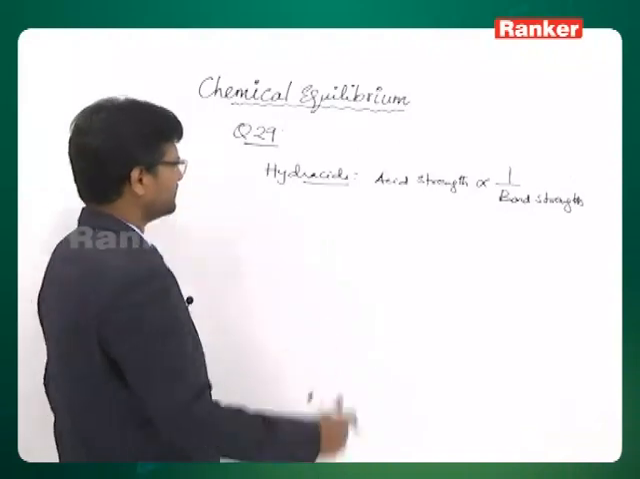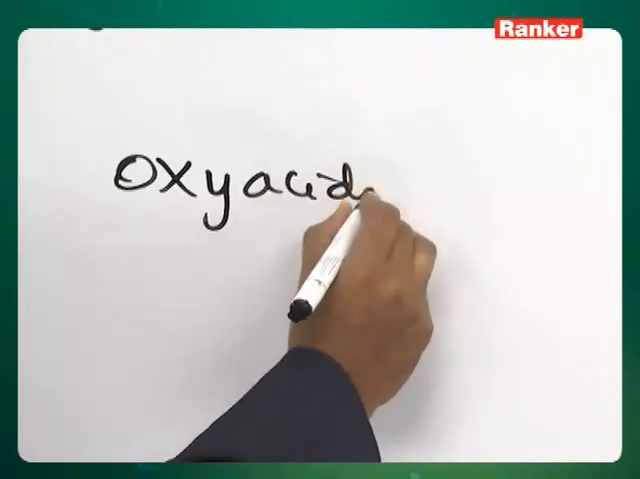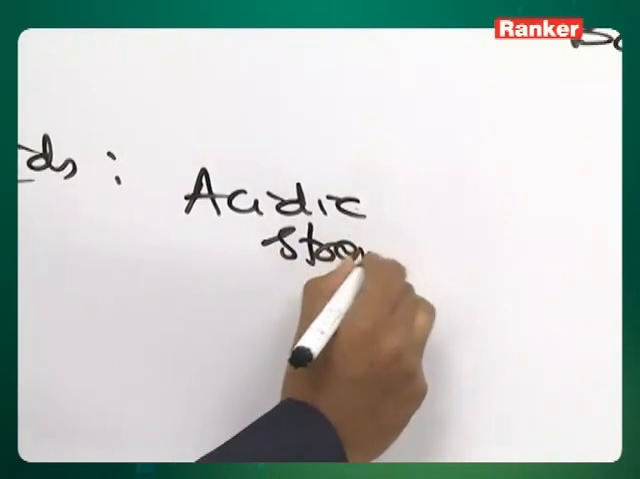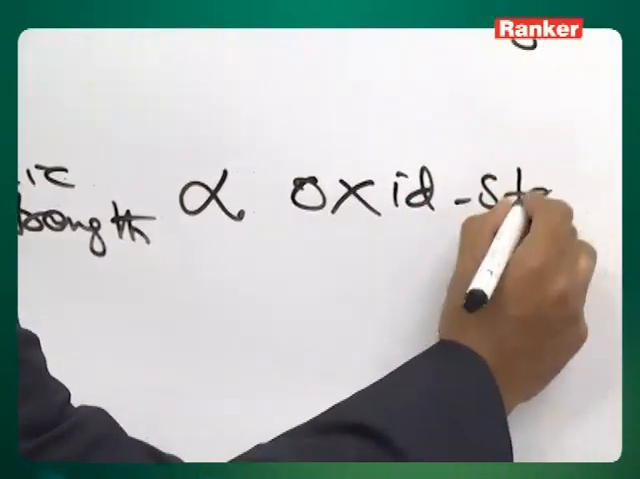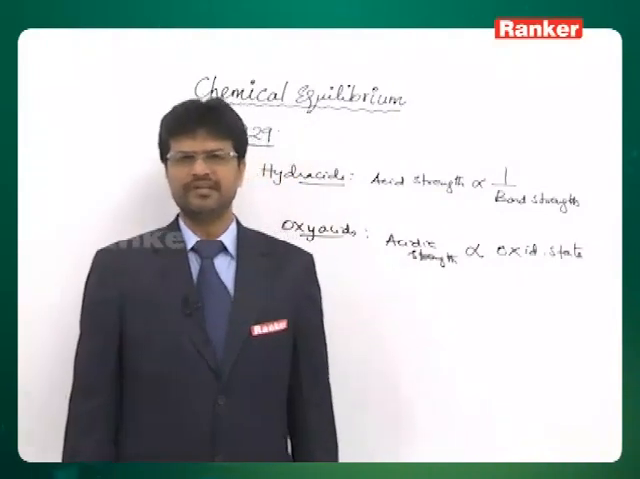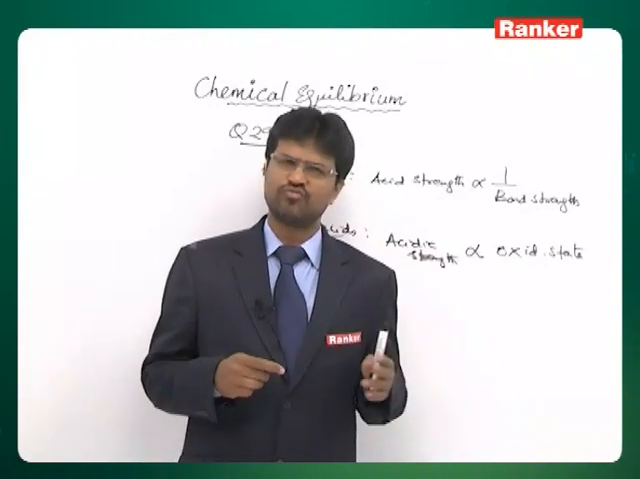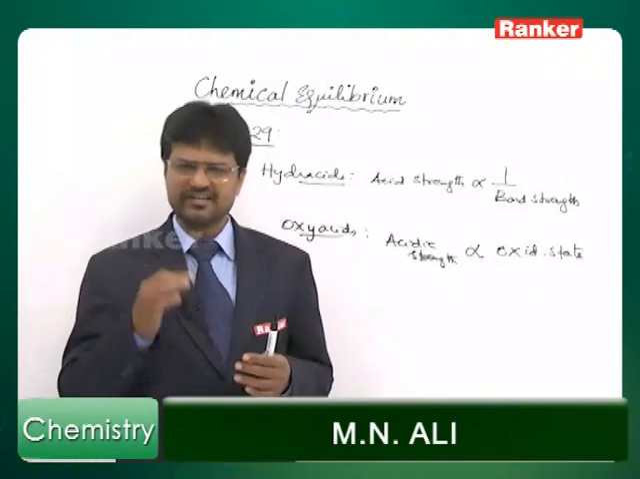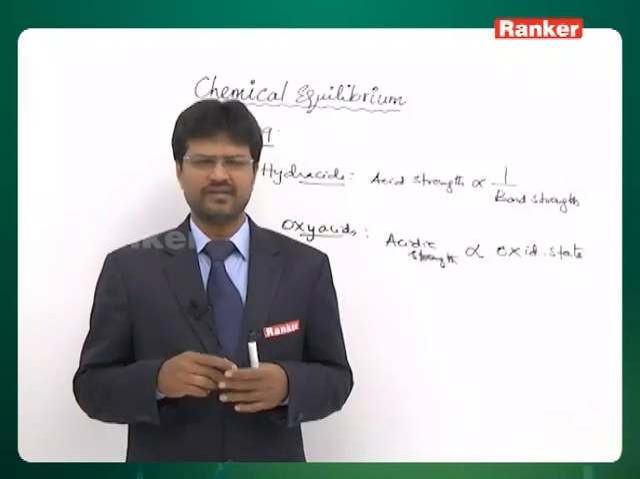And then in oxyacids, acidic strength is proportional to oxidation state of central atom. So if you apply this, in option A and option B, we have hydroacids. So H2Te is a stronger acid than H2O because of weaker bond in H2Te, and H2O is weaker than H2S because H2S has a weaker bond. So A and B are incorrect.